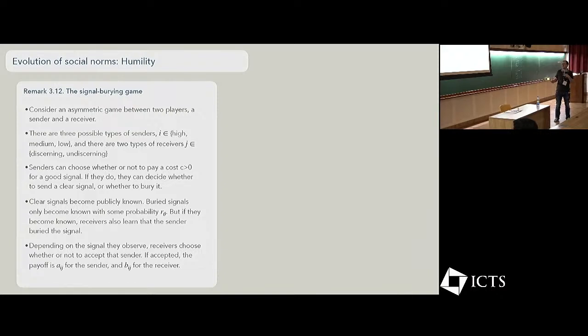You would usually make some assumptions on these payoffs, but I don't want to go into detail. Usually the assumptions are that senders would always prefer to be accepted, because that's a good thing. But you would also assume that the receivers don't want to accept everyone. The really choosy, discerning receivers would only like to accept the high types, and the not so choosy receivers would be fine with high types and medium types.